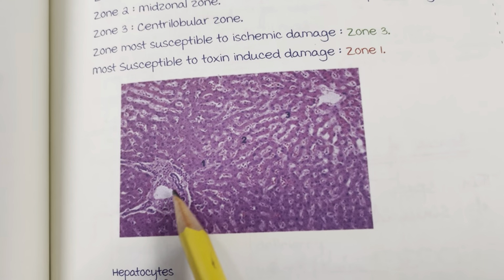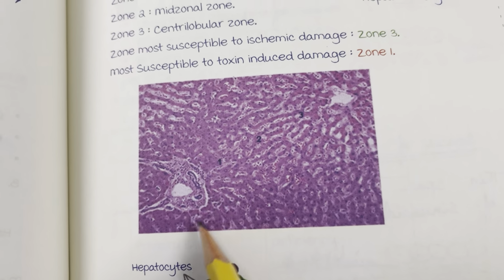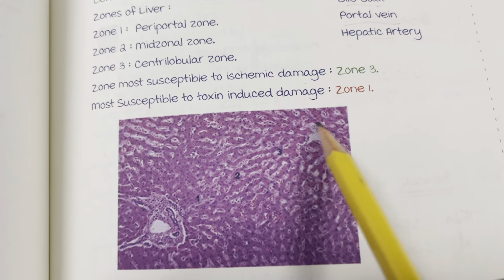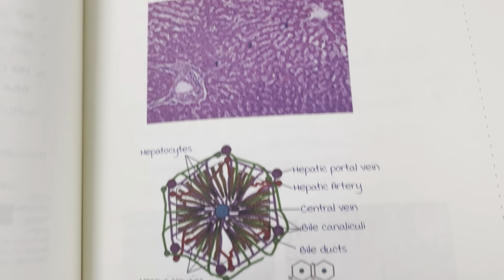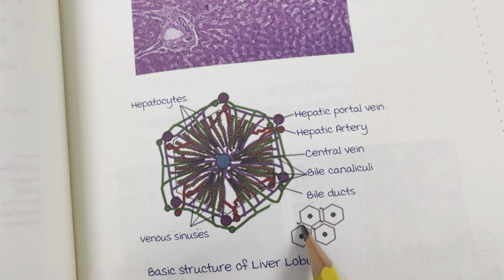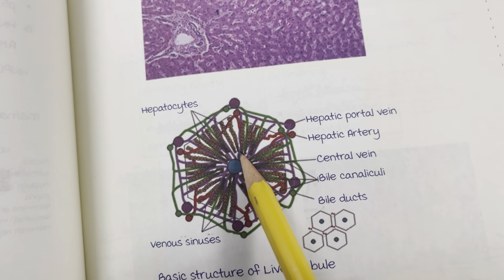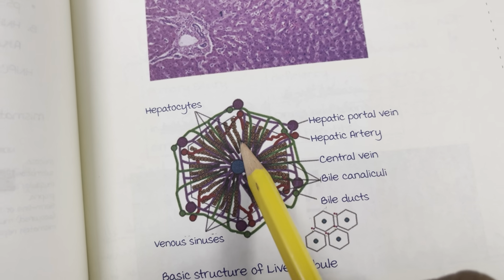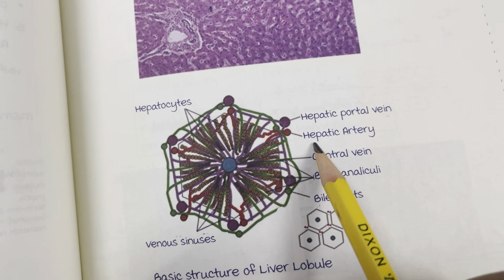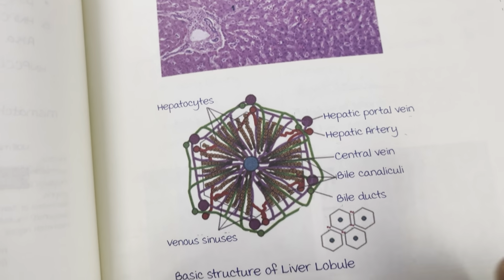Okay, so here you can see the portal triad. You can see all these three entities. So this is zone 1, which is nearby periportal, zone 2 mid-zonal zone, and then zone 3, which is near the central vein. That is the centrilobular zone. So here you can see the basic structure of the liver lobule. They are composed of hexagonal plates. From the central vein you have hepatocytes which are diverging in rows, and then at each corner you have the portal triad consisting of the hepatic portal vein, hepatic artery, and also the bile duct. All of them are interconnected again.